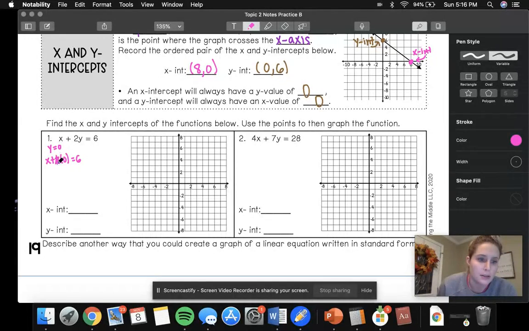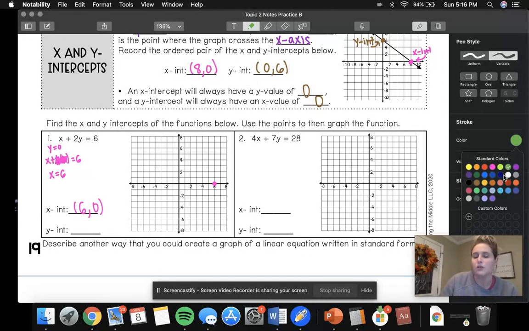2 times 0 is 0. And so x equals 6. So my x-intercept is x equals 6 when y equals 0. So as an ordered pair, 6, 0.